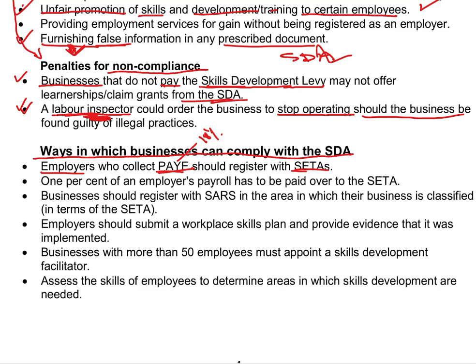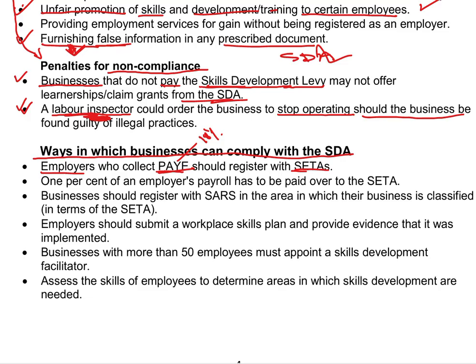Okay. So, since they are saying employers, let's say workers who collect PAYE. PAYE stands for Pay As You Earn. If you are earning maybe 500,000, you pay maybe 15% of your 500,000. So employers, they are the owners of the business. So if the business is making maybe 200,000, they should register with SETA.